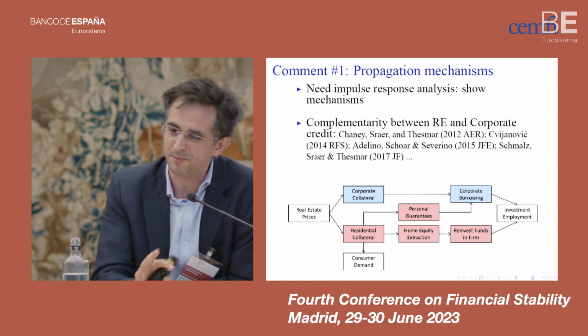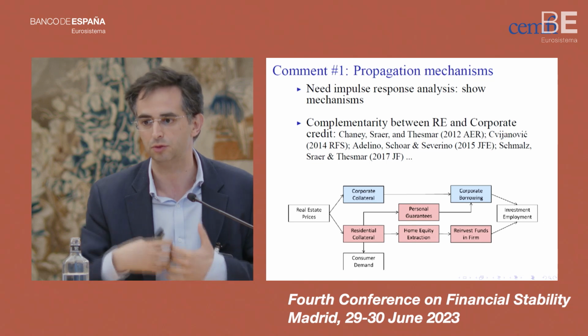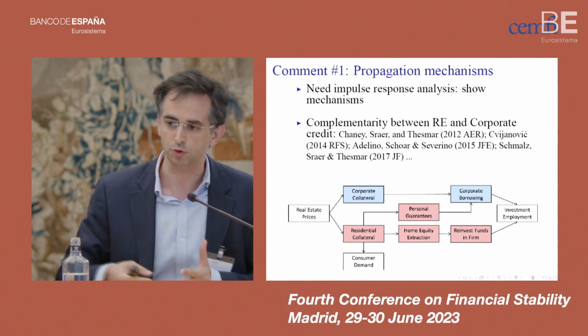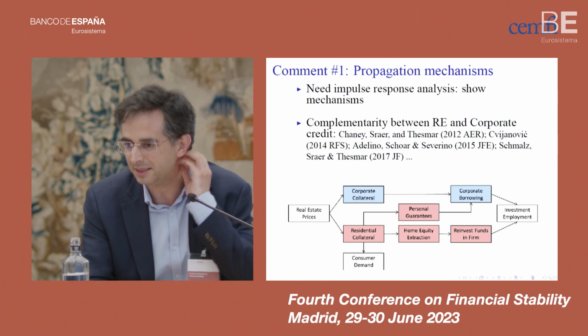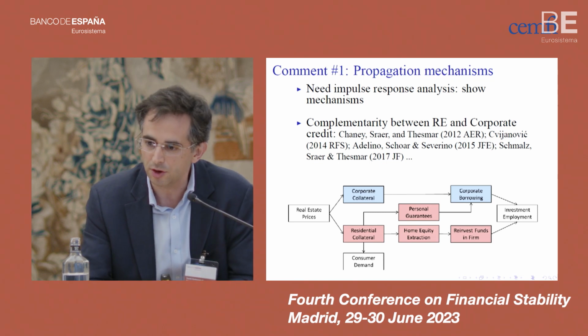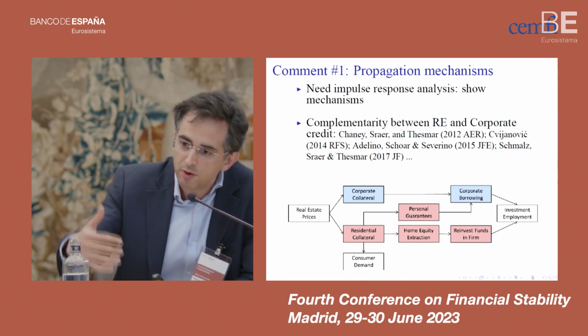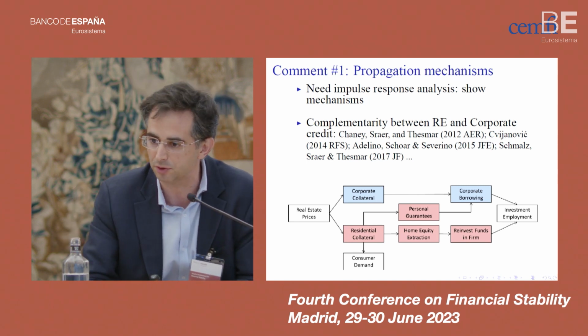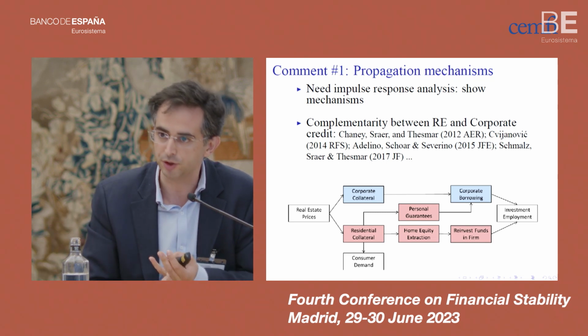The first thing is that the paper, I think, has to clarify much more how the model is working. It's a complex model, and I think we need to have impulse response analysis to understand very well the propagation mechanism. And then real estate, it's complicated because now we notice that it's the collateral to many things, especially also for corporate credit. We have a new literature here. There are different papers on this showing that it matters for companies, for entrepreneurs, for many things.